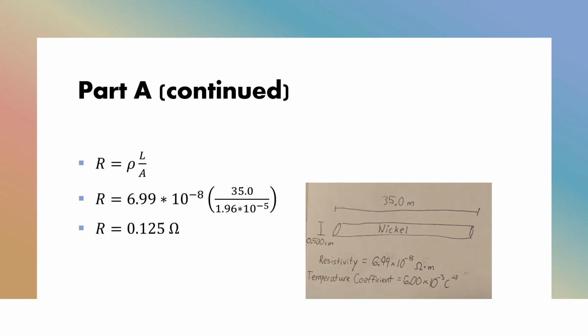Now that we know the area of the wire, we can now use the resistance equation to find the base resistance of our wire. We know that the resistivity of the wire is 6.99 times 10^-8 ohms times meters. We know that the length is 35 meters, and we know that the area is 1.96 times 10^-5 meters squared due to our previous calculation. We can now input these numbers into the equation, giving us resistance equals 6.99 times 10^-8 ohms times meters multiplied by 35 meters divided by 1.96 times 10^-5 meters squared. When doing this calculation, we find that the resistance of the wire comes out to 0.125 ohms.